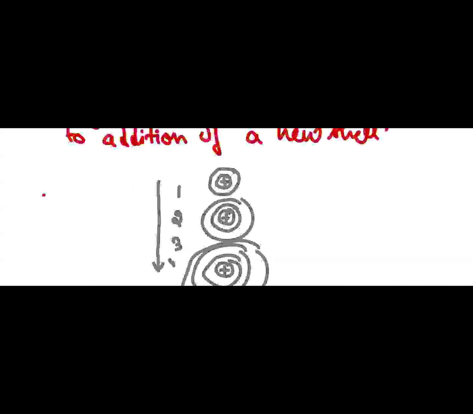See, this is the first period, second, third, and fourth. In the first period, the atom has only one shell. In the second period, it can have two shells. In the third period, it can have three shells. So tell me, is size or radii increasing or not? Of course, yes. Note down this one.